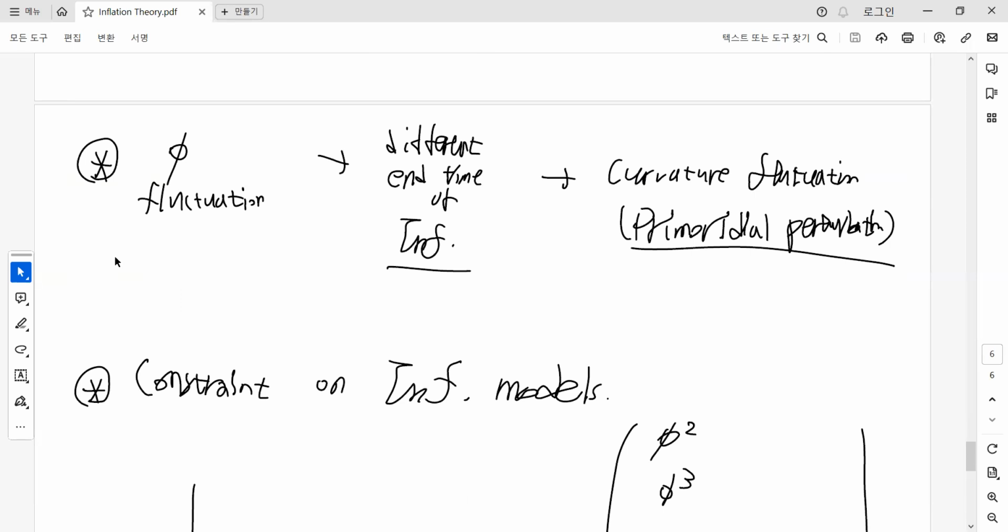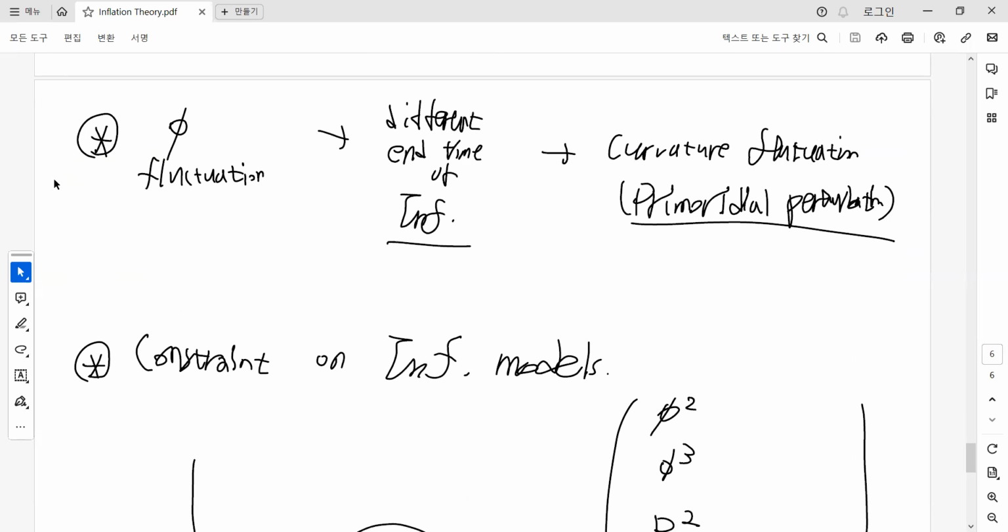And there are a few remarks. The inflaton scalar field has fluctuations from quantum uncertainty. So the ending times of inflation differ, and that easily makes curvature fluctuations, which are a source of the primordial perturbations that we discussed in previous videos.